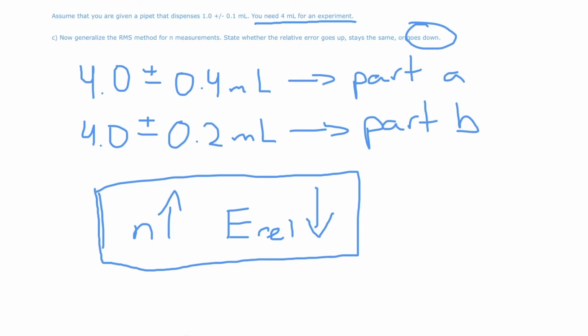Okay, this concludes our discussion of error propagation, the root mean square method, absolute error, relative error, and percentage error.